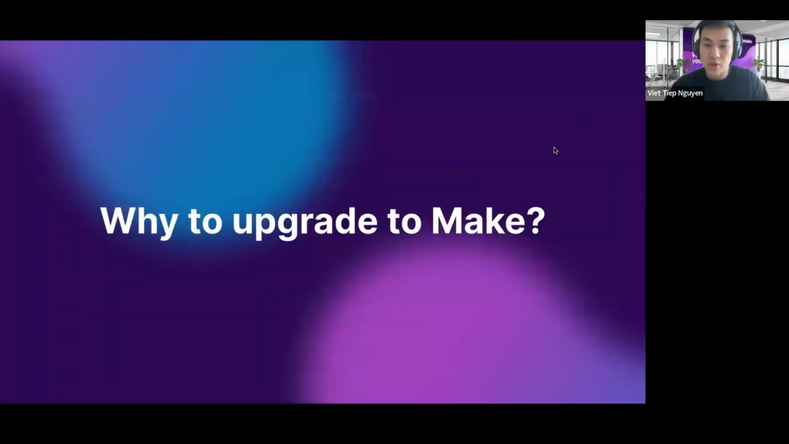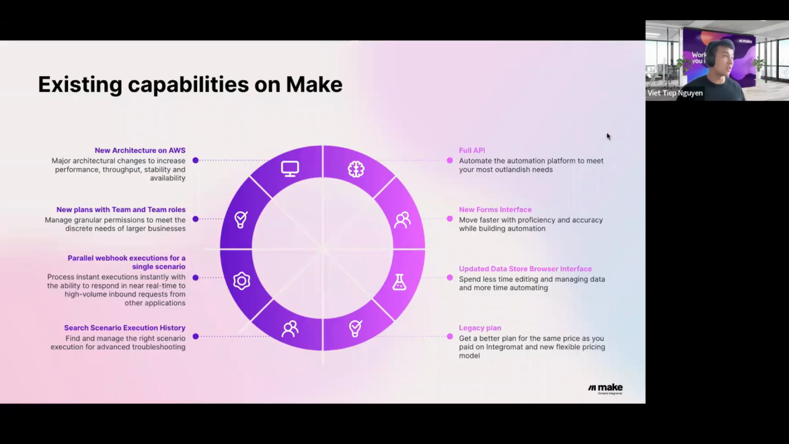Why upgrade? It has been over a year, and since then we launched many cool things on top of the Make that was already existing. But just to remind you, those are some of the biggest features that I selected for you. So we have new architecture on AWS. Everyone is reporting increased speed, especially on the big scenarios that some of you tackle. There are a lot of new granular plans with teams and team roles that everyone was waiting for.